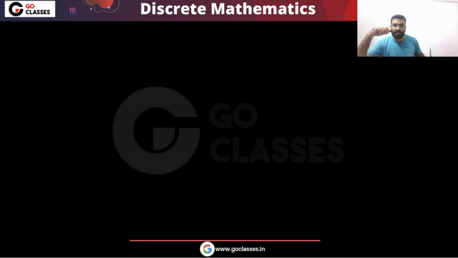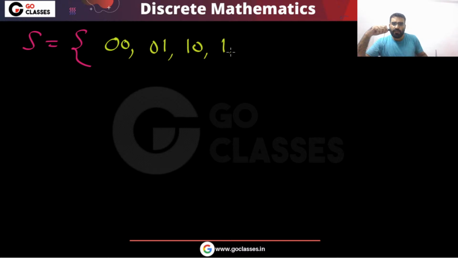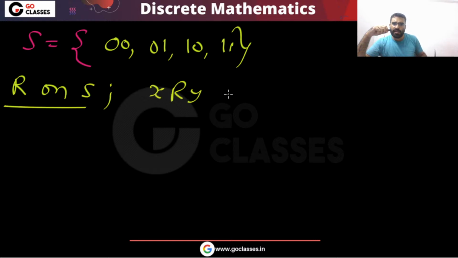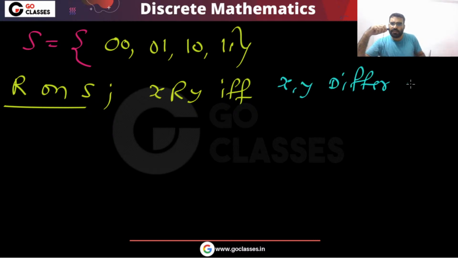Basically it will happen, remember. If your set has 2 length bit strings, then for this relation R, we are defining a relation R on set S, and we are saying that X is related to Y if and only if they differ in exactly one bit position.